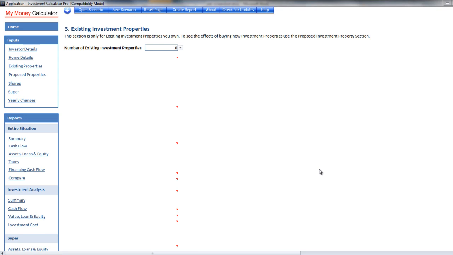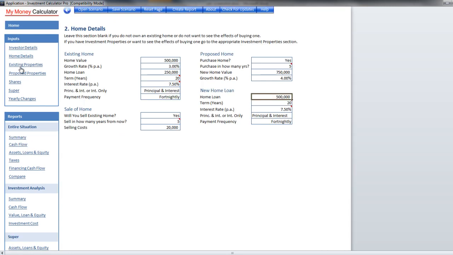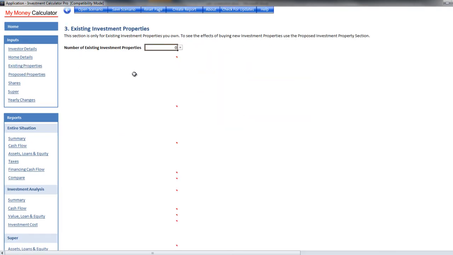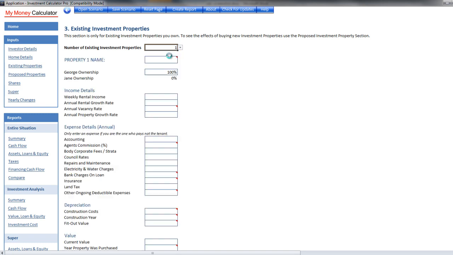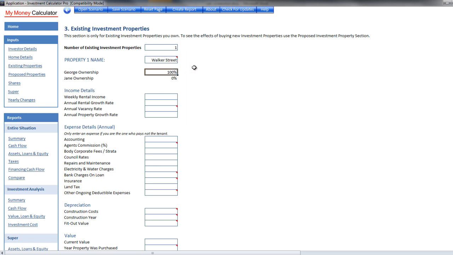Okay, so let's run through entering some details here. So we've already got some investor details and home details entered for a couple. You can see these details entered in the investor details and home details videos. So let's choose one existing investment property for this scenario. Let's enter in a name for this property, for example, Walker Street. We can then split the ownership between our couple. Let's just choose, say, 50-50.